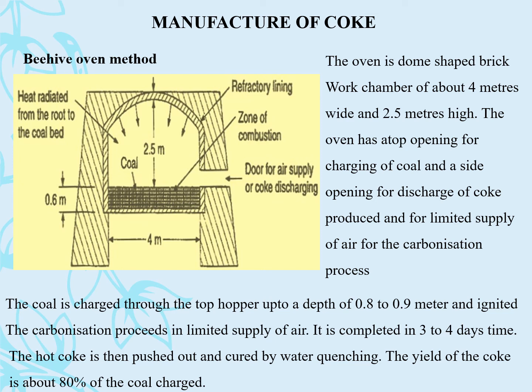The coal is now charged through the hopper up to a depth of 0.8 to 0.9 meter and ignited. The carbonization proceeds in a limited supply of air. This reaction is completed in 3 to 4 days of time. So the hot coke is now pushed out and it is cured by water quenching. The yield of the coke is about 80 percent of the coal which is charged inside the oven.